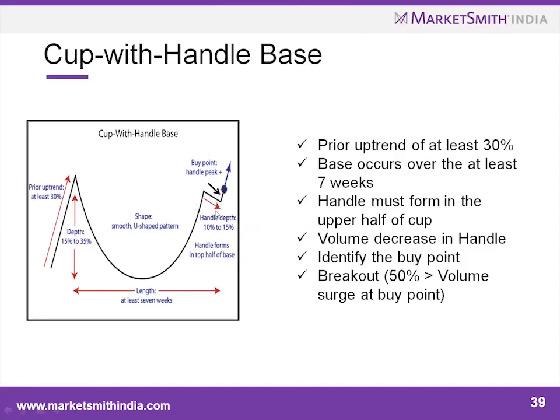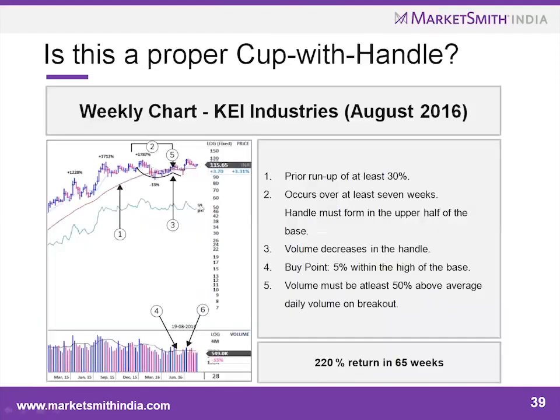Volume decreases in the handle. I'll show you with the help of a chart that when the handle is being formed, volumes will dry up. And I've explained the meaning of dried up volume. After that, identify the buy point, and the breakout will always be when the volume is say 150% of its average volume, or 50% more than its average volume. So let's discuss it with the help of an example.